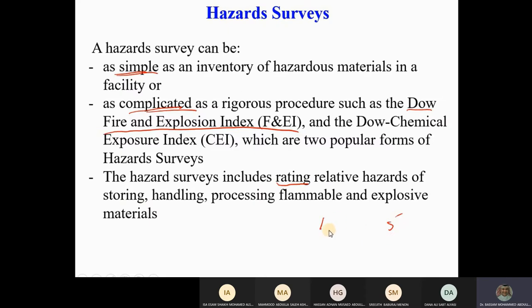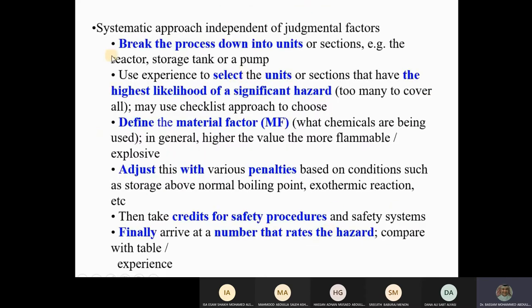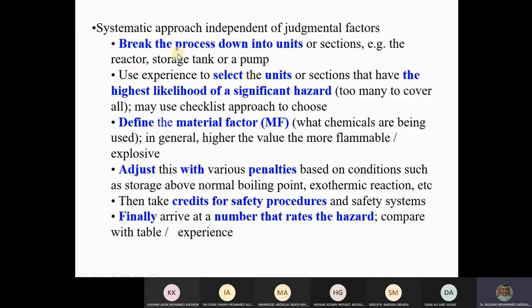It is in a good range or a bad range and so on. So this systematic approach goes through various steps. Those various steps, as we can see, number one, a systematic approach in terms of judgmental factors. So we don't want any... you have judgmental factors, of course, you will always have, but we are trying to make it very systematic to get out of this being different from one person to another. We need something to be consistent and systematic.